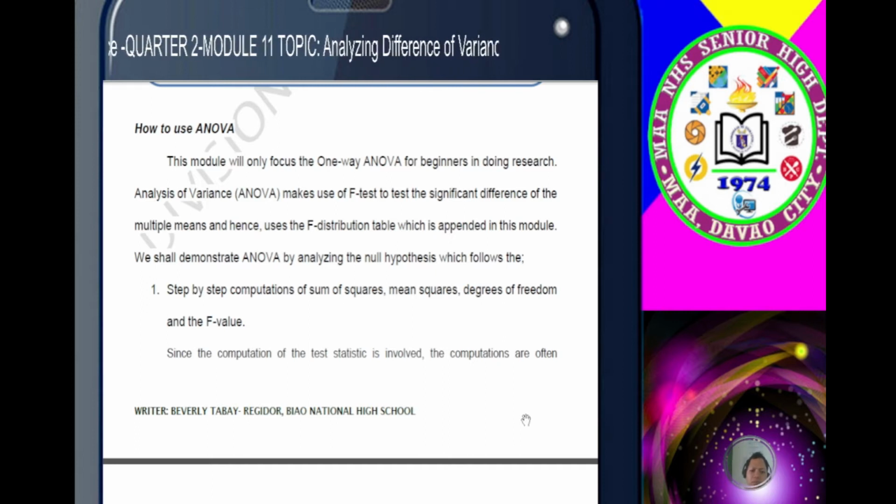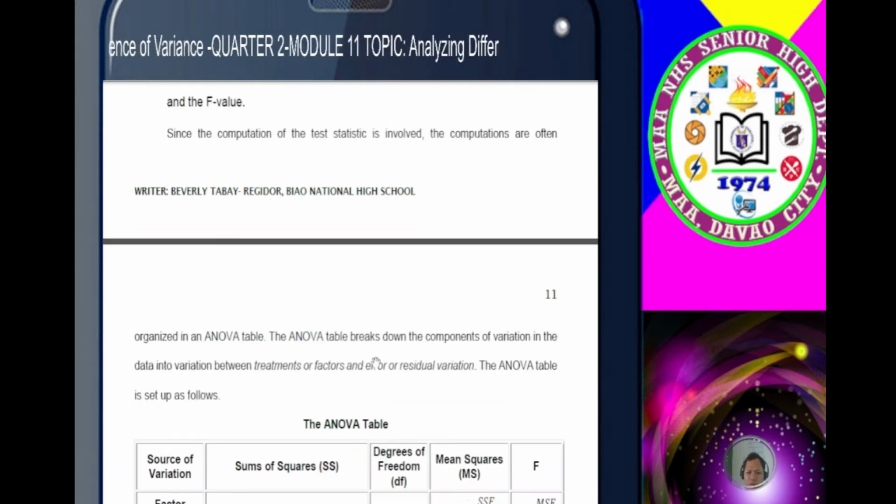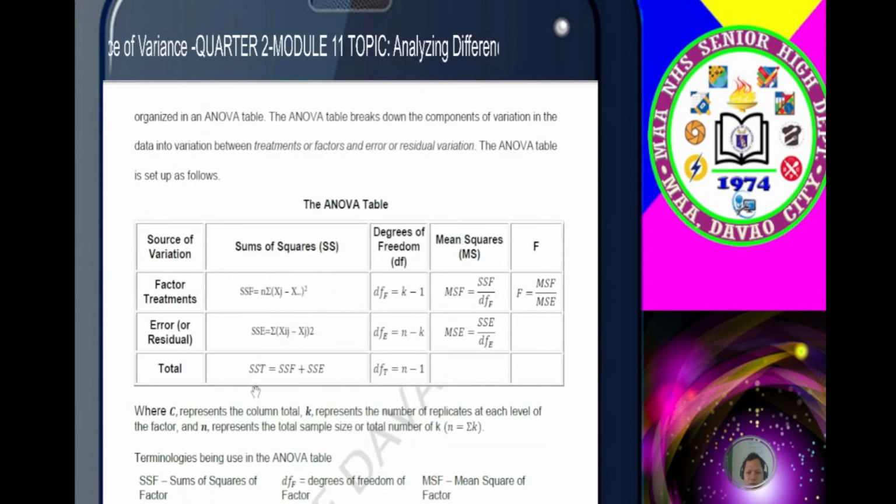So, step 1, we have the step-by-step computation of sum of squares, mean squares, degrees of freedom, and the F value. Since the computation of the test statistic is involved, the computations are often organized in an ANOVA table. The ANOVA table breaks down the components of variation in the data into variation between treatments or factors and error or residual variation. The ANOVA table is set up as follows.